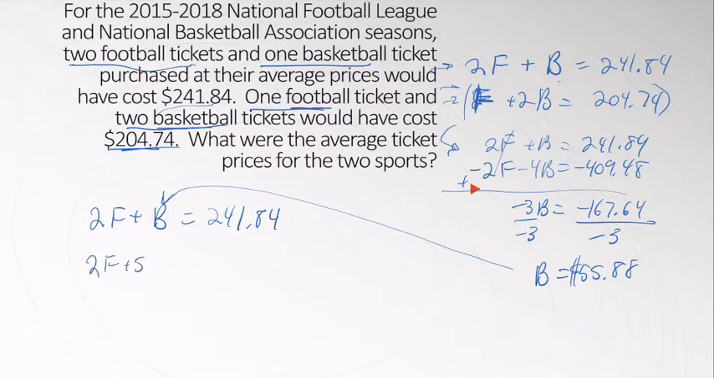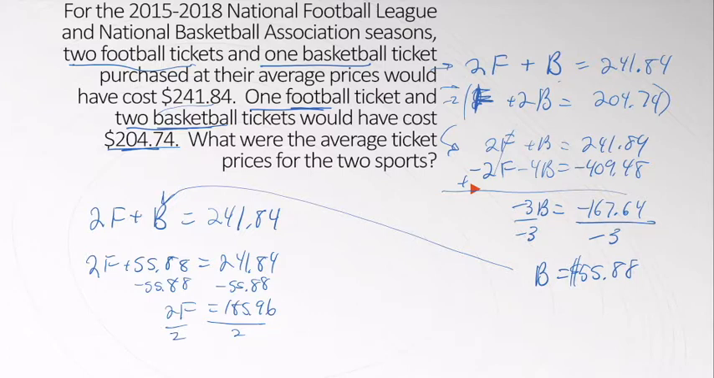So I have 2f plus 55.88 is 241.84. I subtract 55.88 from both sides. I get that 2f equals 185.96. I divide both sides by 2. I get that the average football ticket cost $92.98. So now I know the average ticket prices for 2 sports.